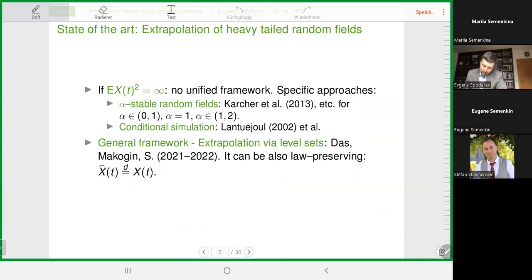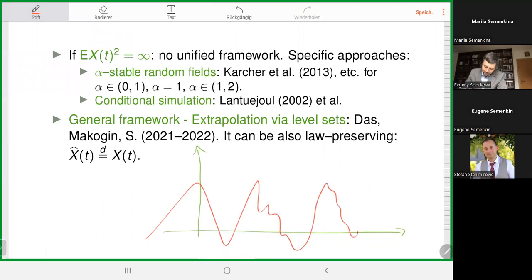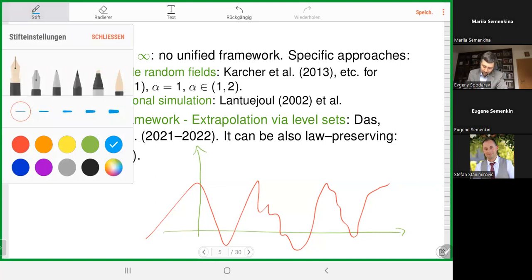Well, how does it work? Let me just give you a brief idea of how it can be done. So assume that we have the one-dimensional case. So again, I have a certain realization of a random process. For instance, it goes like this. And then what I do, I choose a certain number of level sets, of levels, better to say, like this.